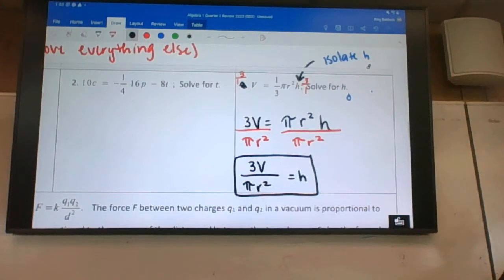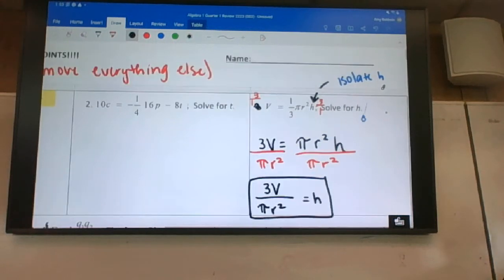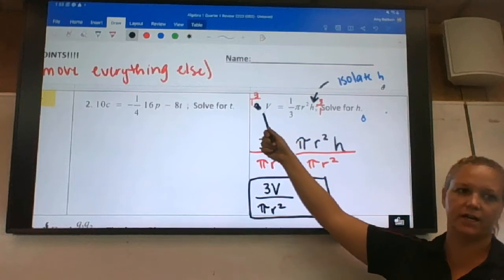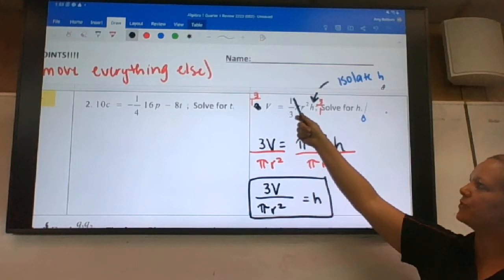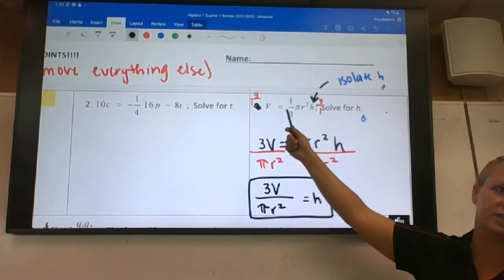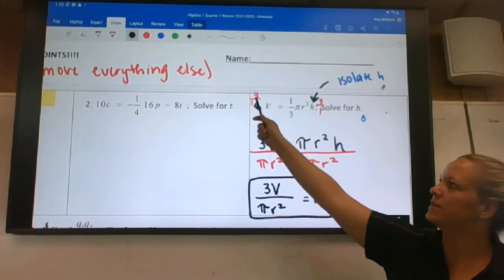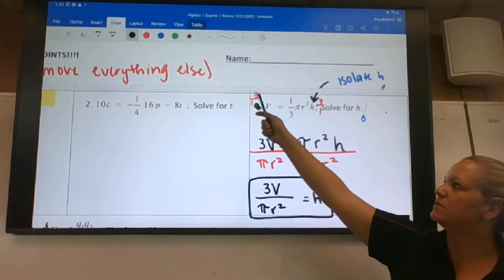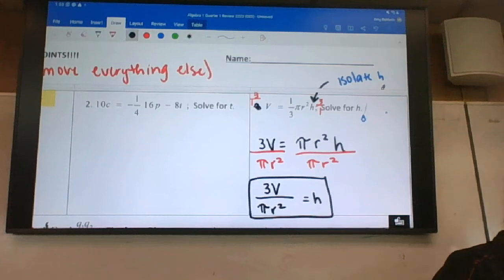Wait, what is the 3v? So there was a v right here. I multiplied 3 over 1 to cancel this, and so I multiplied 3 over 1 here. So 3 over 1 times v is just 3v. Oh, I get it.